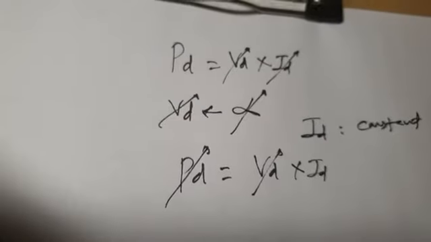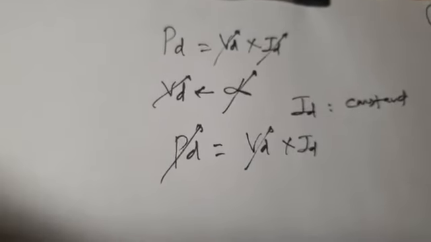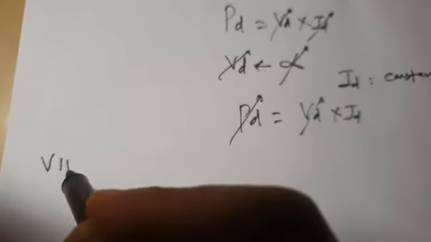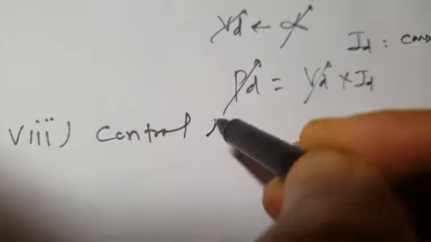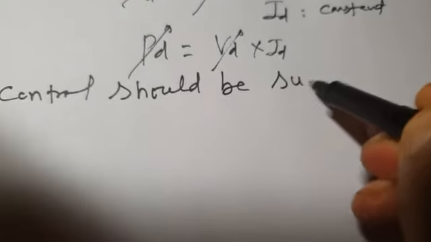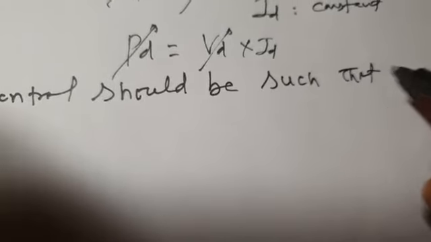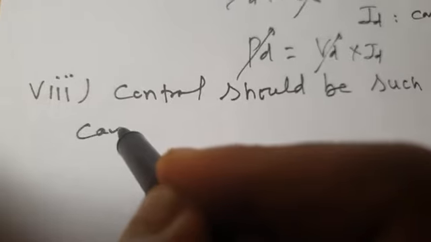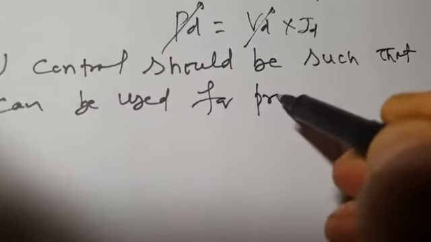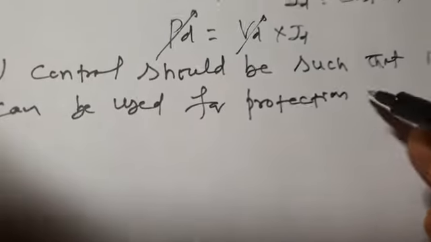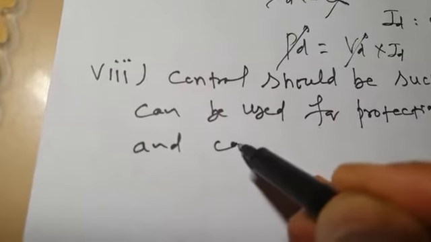That was about how to control the power. That was the 7th, and therefore the last desirable feature is that control should be such that it can be used for protection of the line and converter, for protection of the DC transmission line and converter.